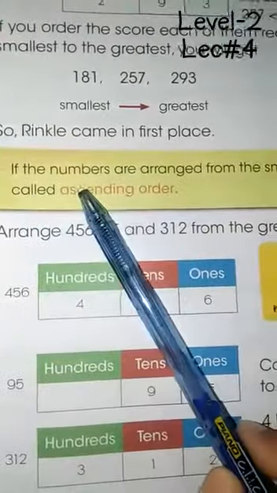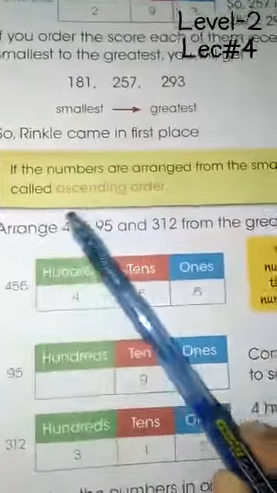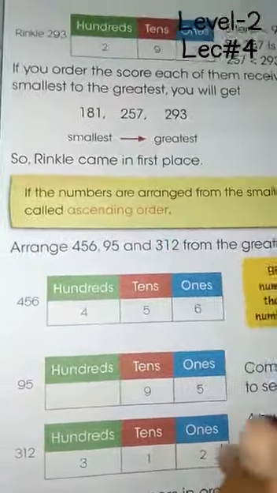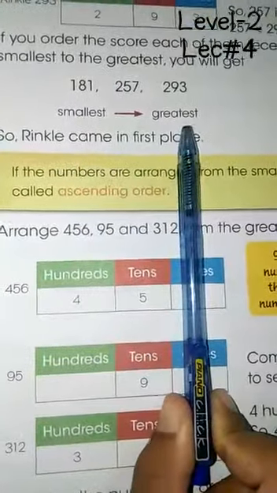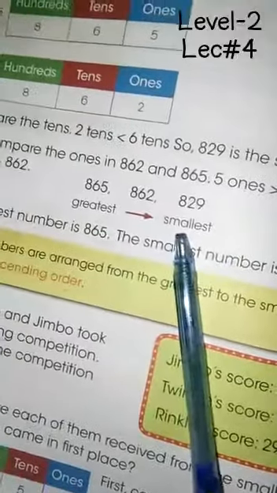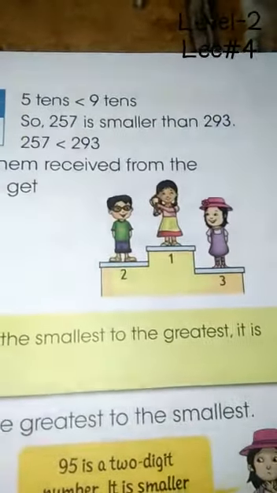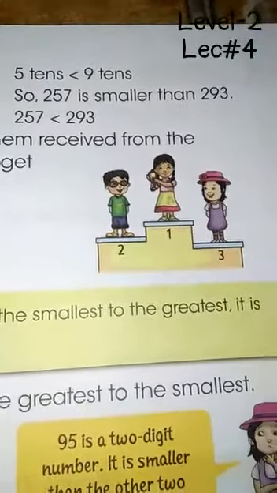Now, if the numbers are arranged from smallest to greatest, it is called ascending order. It means that if we go from smallest to greatest, then it will be called ascending order, and if we go from greatest to smallest, then it will be called descending order. So here Wrinkle comes in first place.